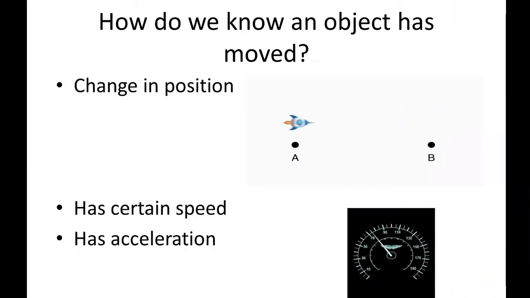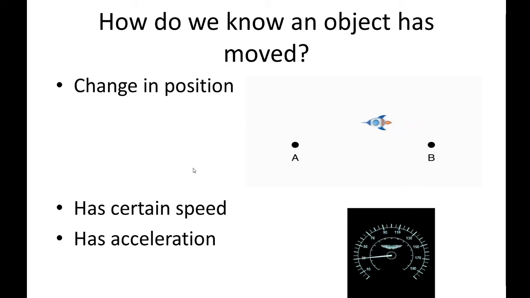So how do we know if an object has moved? There are three things you have to remember to say that an object has moved. Number one, change in position. An object that is not anymore in its original position is said to be moving. If its first position is position A, then after a while it is now in position B. Therefore, we can say that an object has moved because it's not anymore in its original position.